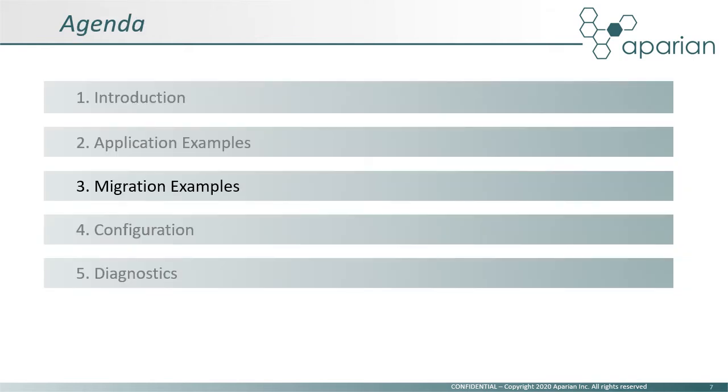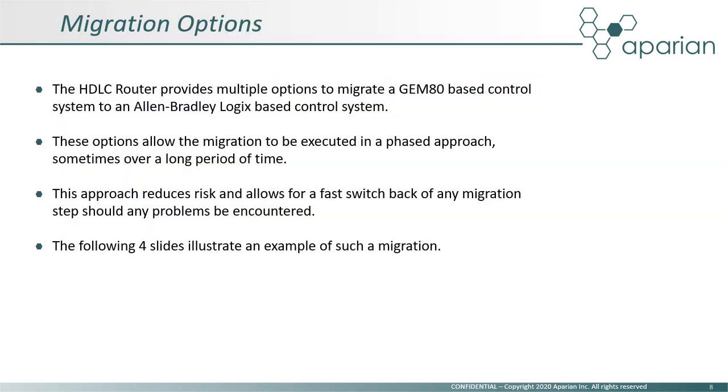Next, we provide some of the migration options and an example of a phased migration approach using the HDLC router. The HDLC router allows for a phased migration approach, which can be executed over a period of time. This approach reduces risk and downtime because the installation can easily be switched back to the legacy system, and only selected sections can be migrated without the need to replace the entire system.